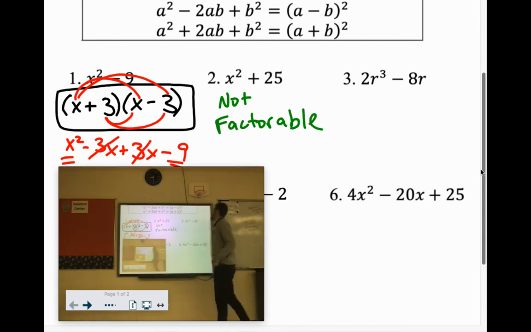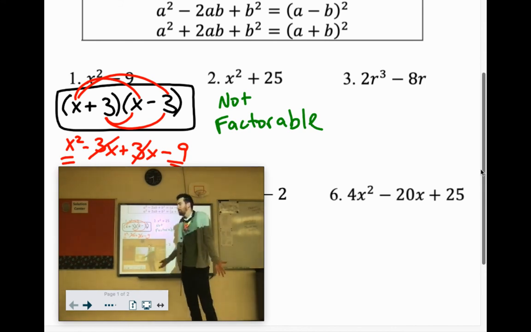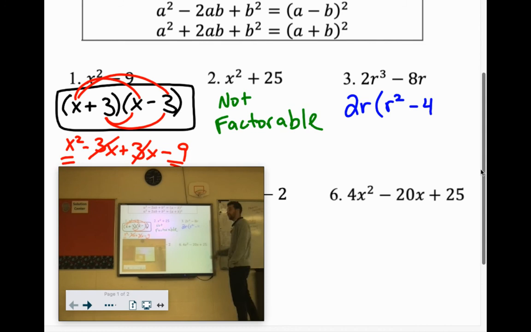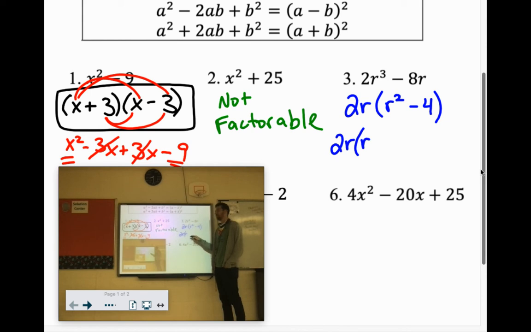Who knows? 2r to the third minus 8r, I can't square root either one of those. But what does Mr. Plant tell us every time? Look for the greatest common factor first. So 2r to the third and 8r have 2r in common, which would leave us with r squared minus 4. Now, r squared is a perfect square, 4 is a perfect square, and we have a difference, the subtraction in the middle. So we'll keep our 2r out there. Square root of r squared is r, square root of 4 is 2. So r plus 2 and r minus 2. Oops, started writing a 2.